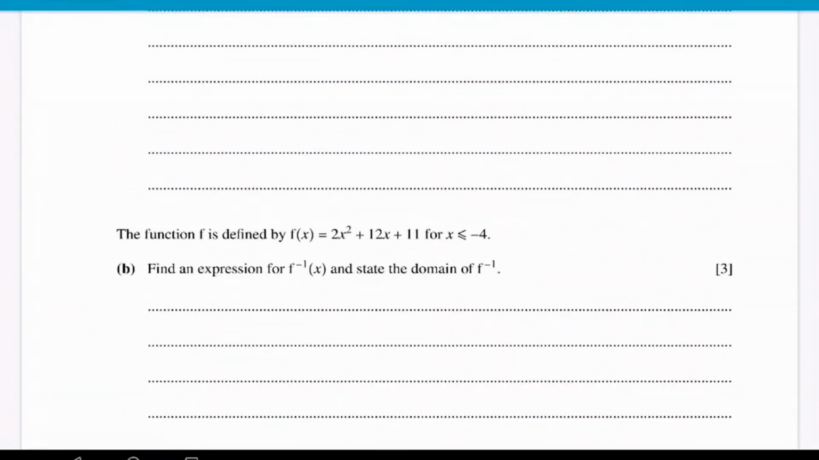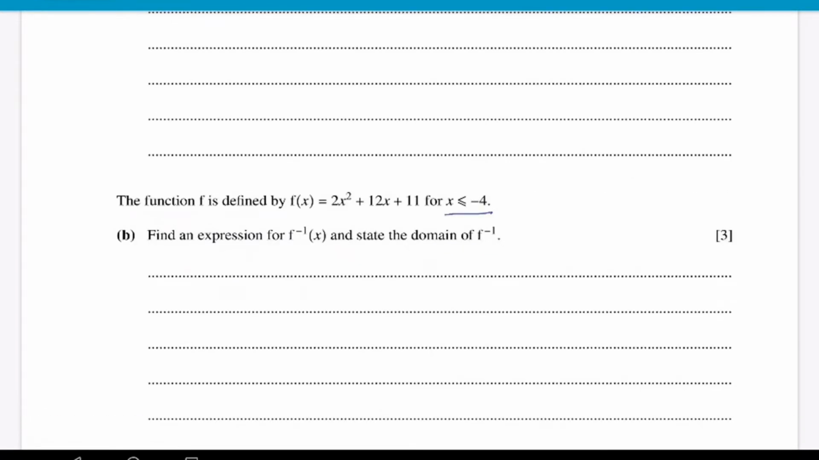We also notice that the domain given here is x less than or equal to 4. We're supposed to find an expression for f inverse and state the domain of f inverse. The inverse that involves a quadratic is always a very popular one, so we really need to make sure that we know how to do that.